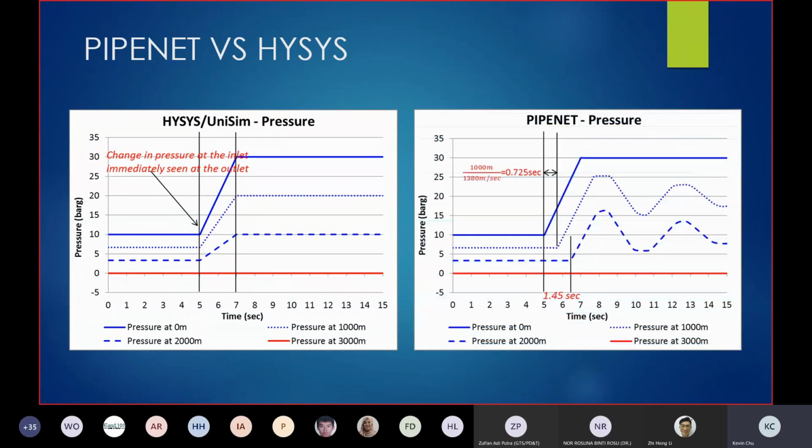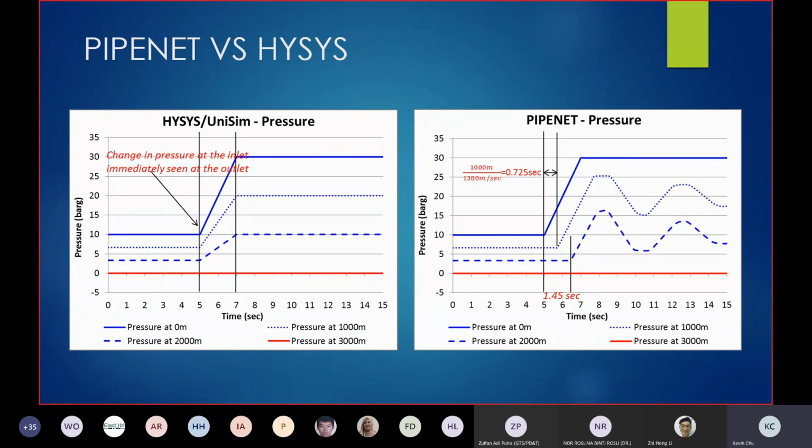However, in Pipenet, the pressure at different locations increases at different times. So the time difference can be calculated based on the speed of sound of the liquid and the distance. We just divide the distance by the speed of sound, which gives us the time difference. After we calculate this time difference and compare it against the Pipenet computation result, we find that it is consistent with what is generated using Pipenet. Hence we can say that Pipenet gives a better representation in terms of hydraulic flow and hydraulic impact compared to HYSYS.